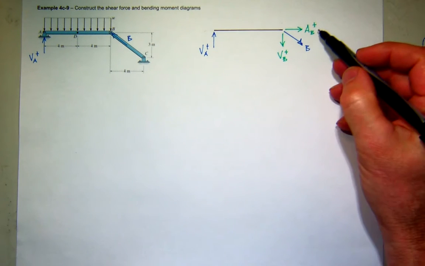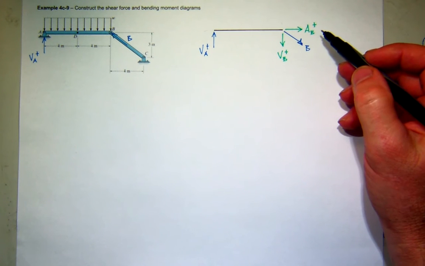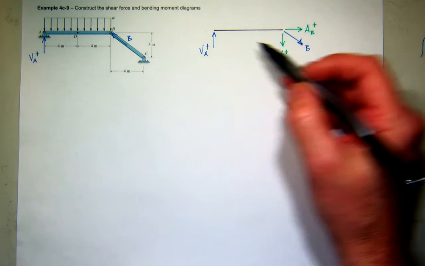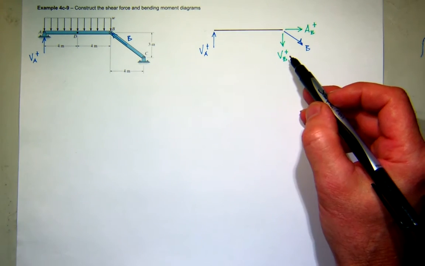Are we concerned about the axial force right now? No. We're drawing a shear force and bending moment diagram. So all I really care about is the shear at A and the shear at B.